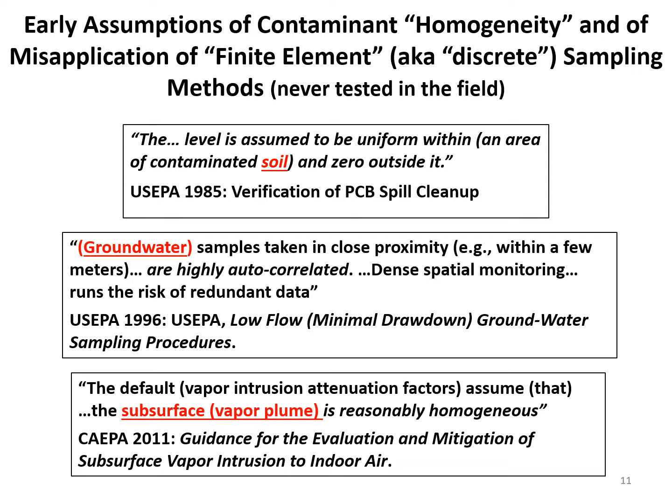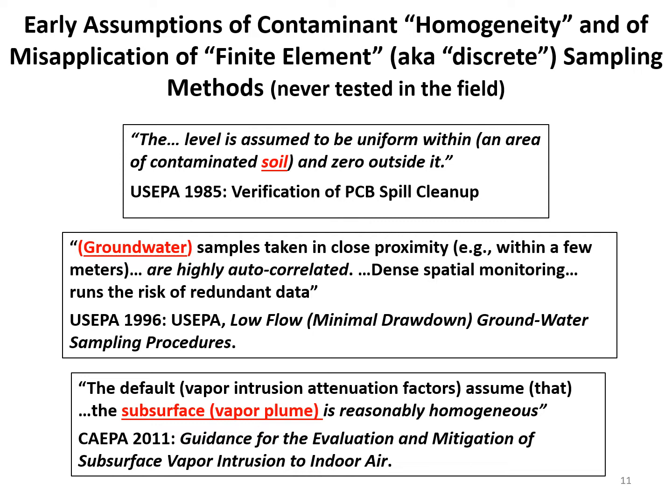Then the third, applying to subsurface vapors, looking at vapor intrusion: the default vapor intrusion attenuation factors assume that the subsurface vapor plume is reasonably homogeneous. This is from a California EPA guidance for the evaluation and mitigation of subsurface vapor intrusion to indoor air. So again, you can only apply these discrete sampling methods if the contaminant is homogeneous, and if you collect the sample from a small distance away from the original sample.